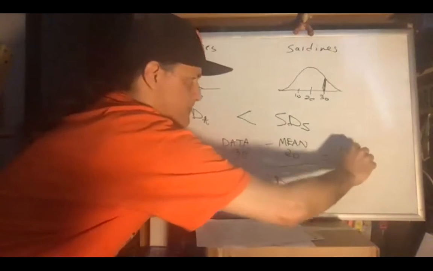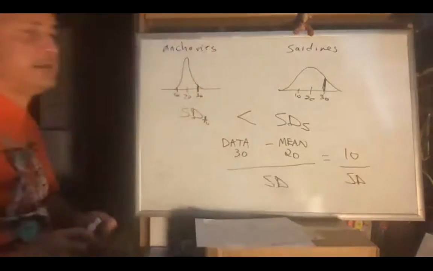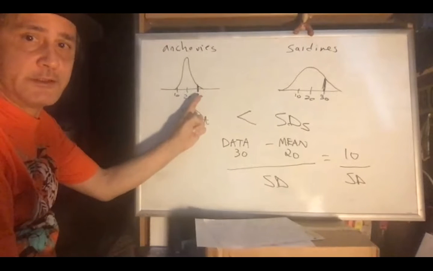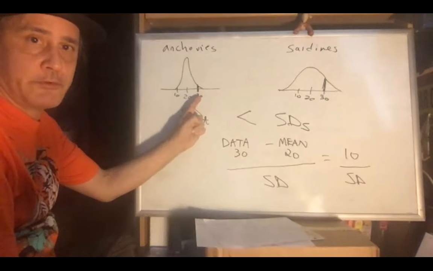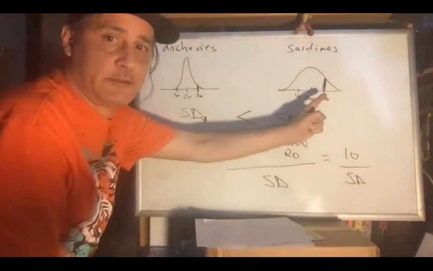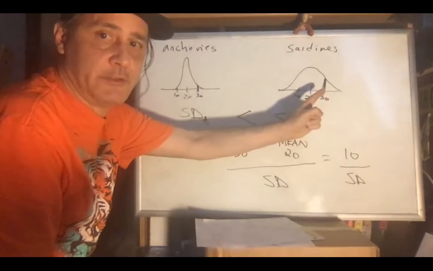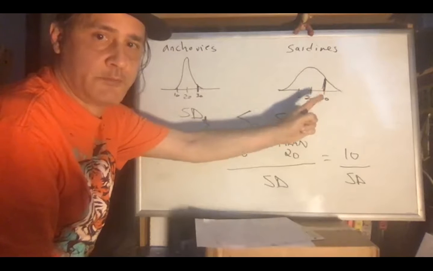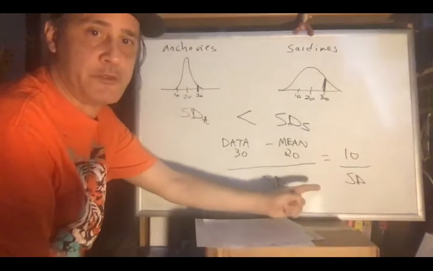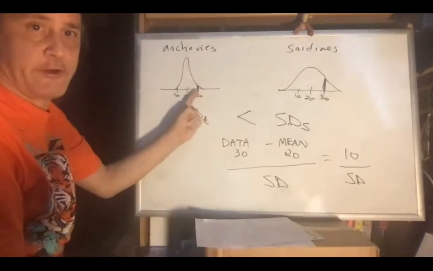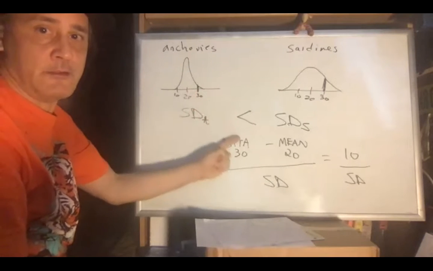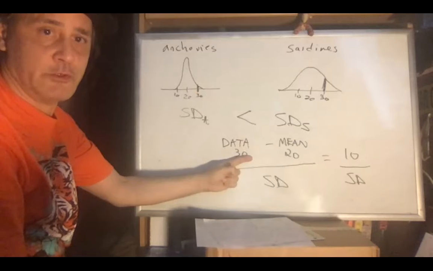All right, so that 10, when we divide by the standard deviation, is going to give us what we call a z-score. Since this standard deviation is smaller, we're going to get a bigger number. Whereas the sardines, the standard deviation is bigger, so we're going to get a smaller number. Notice when we do this calculation, the bigger the number, the more rare. The closer to the mean, this subtraction will get closer to 0.